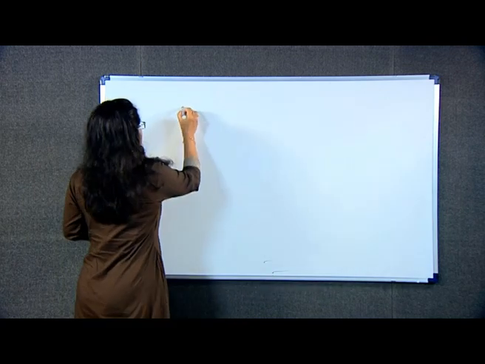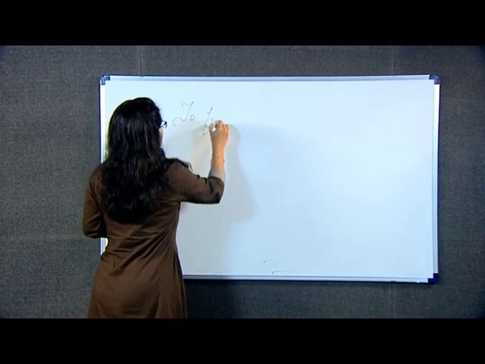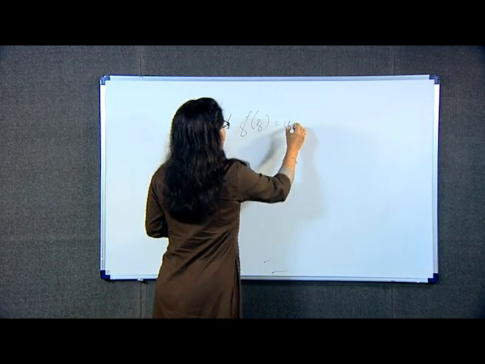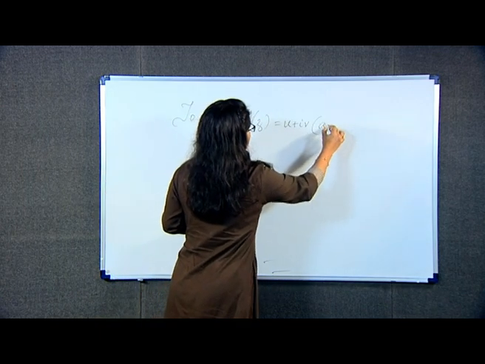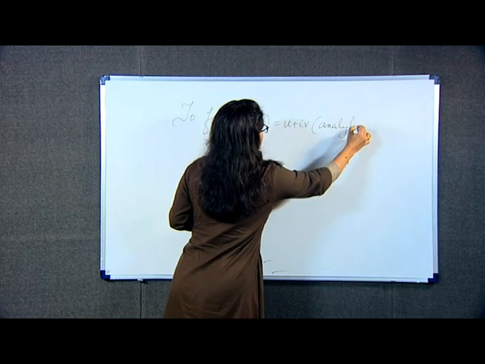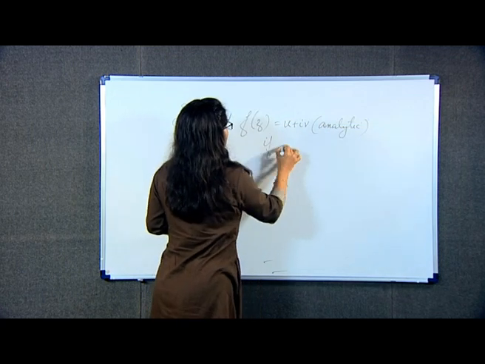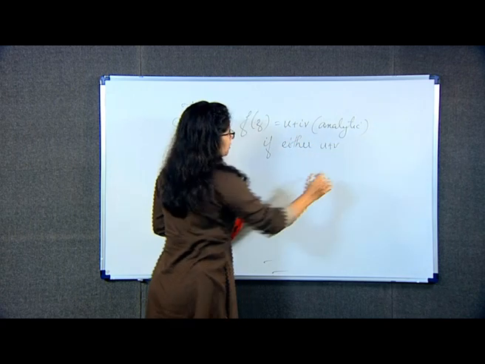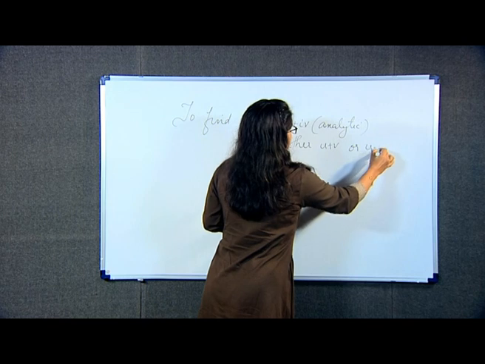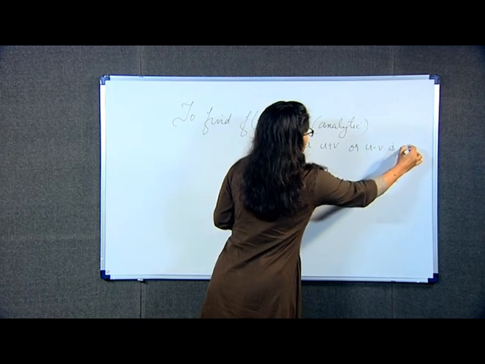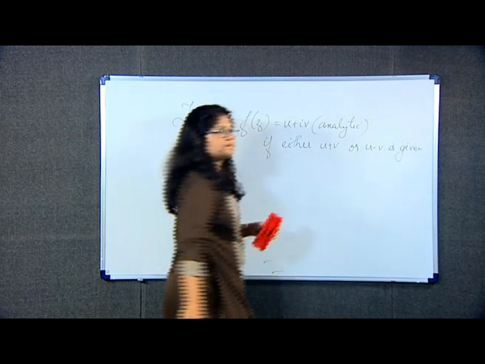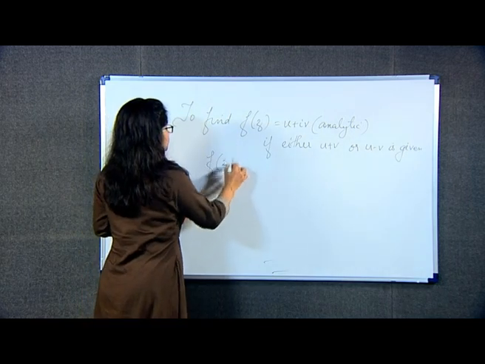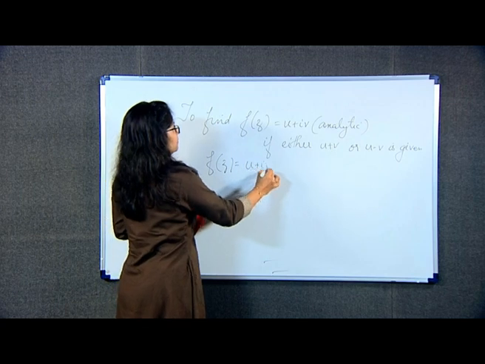So, to find f(z) = u + iv, which is analytic, if either u + v or u - v is known to you or else it is given to you. So, you know that f(z) = u + iv.